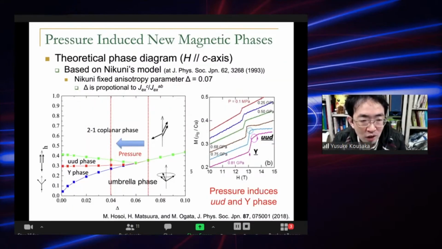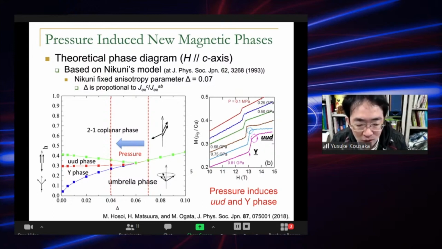Based on the theoretical calculation by the Nikuni model, Hosoi recently recalculated this model, and they found that applying pressure changes the lattice parameter, and changes the ratio of the lattice parameters A and C, and it affects the exchange interaction between AB and C. In that case, the applied pressure induces two more magnetic phases.